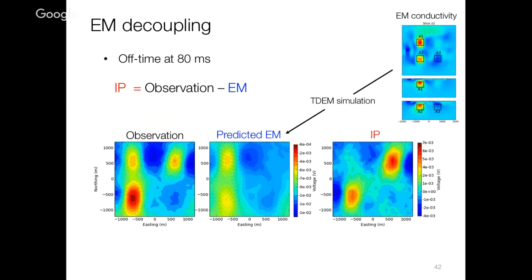So look at this. We've greatly altered this. Here's the observation. If you were thinking that 80 milliseconds was late enough that you could start to interpret IP, you'd have said, okay, this is the target here. There's the biggest targets down here, and maybe a smaller one there, right? By removing that EM part, you end up with something that looks like that. And those were the two bodies that were chargeable.